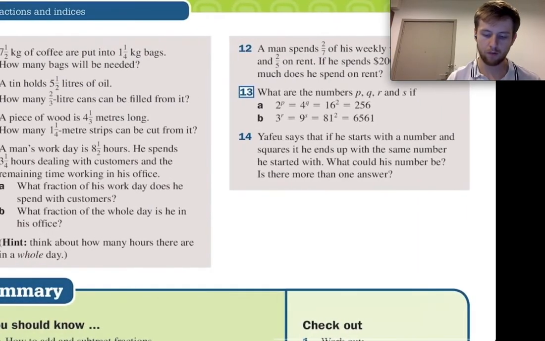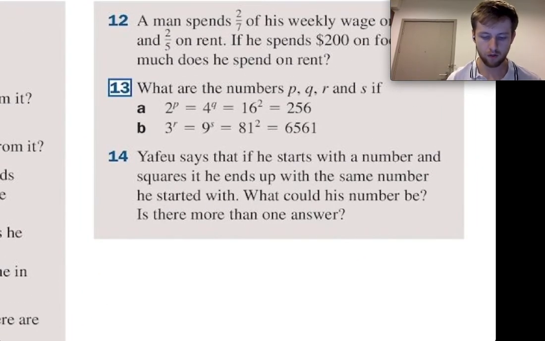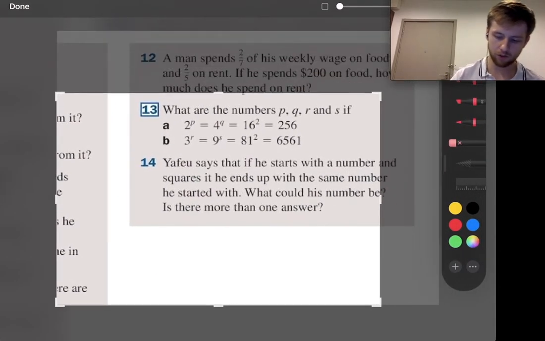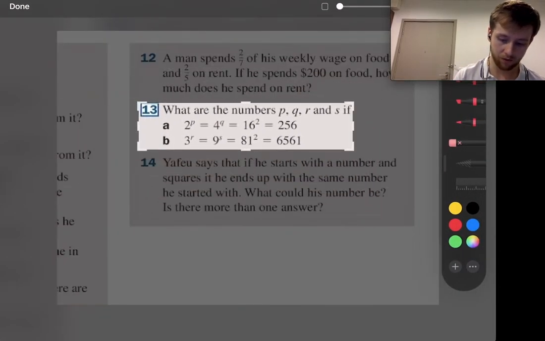13. This is a really challenging one. At least that's what the book says, because they make it this interesting color. Let's do it.